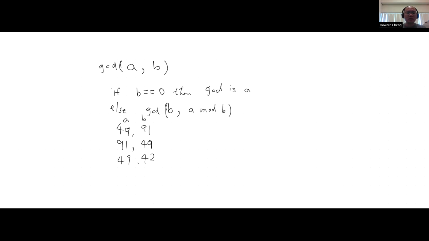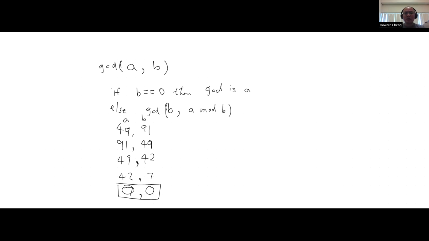Okay, so now you divide again because B is not zero. And this time you put 42 over here, and 49 divided by 42, the remainder is 7. And then you put 7, and then 42 divided by 7. This time it's divided evenly, so the remainder is 0. So now we have reached the base case, and the answer is 7.